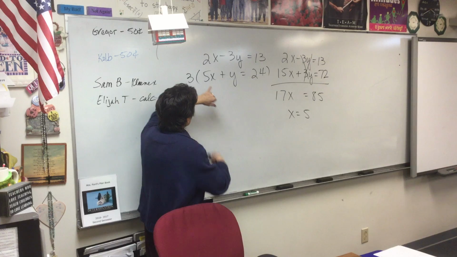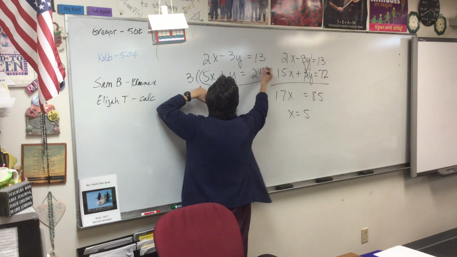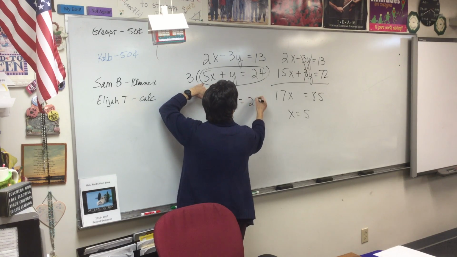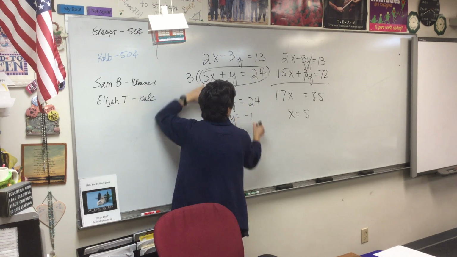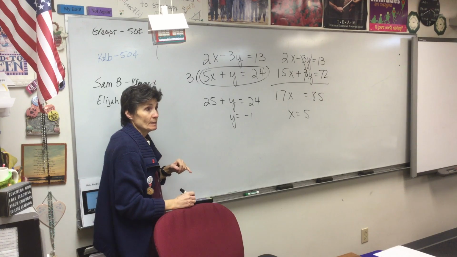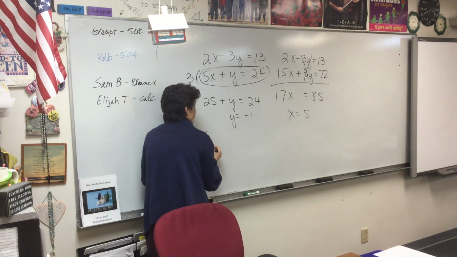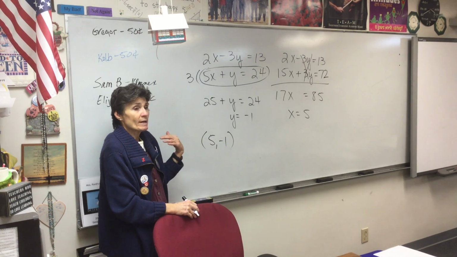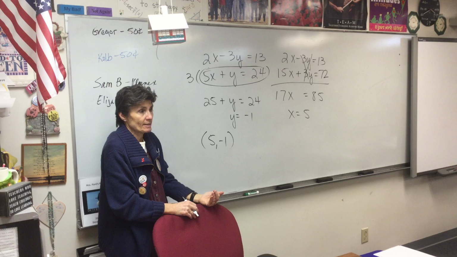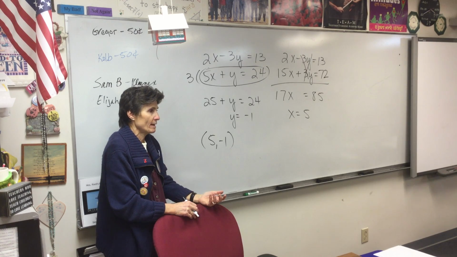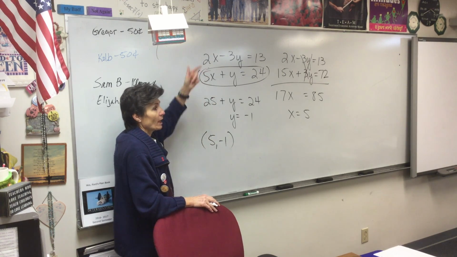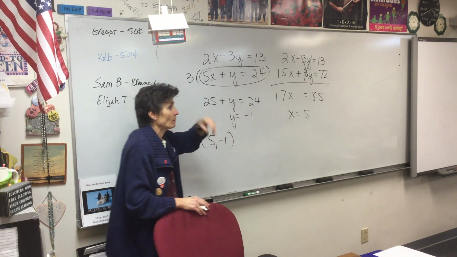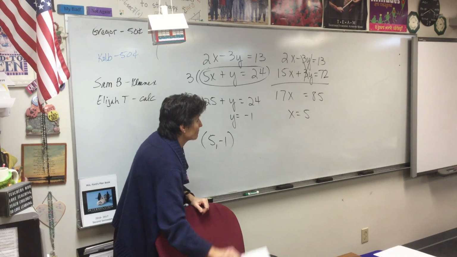We have to plug it back in and figure out what y is. And you can put it in anywhere you want. I'm going to put it in the bottom one. So 5 times 5 plus y equals 24. So it looks like y is negative 1. And then I write my answer as an ordered pair, 5 comma negative 1. So we're doing exactly the same thing you just did on your quiz. You're just doing it a different way. You're figuring out where two lines intersect, and you're doing it by eliminating a variable instead of by substituting it.